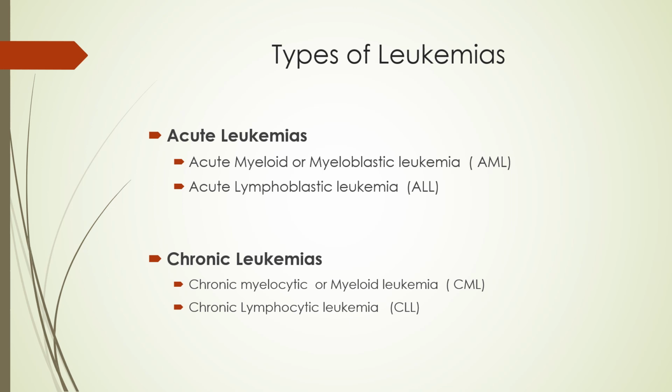In chronic leukemias, just see the terminology chronic myelocytic or myeloid leukemia, abbreviated as CML. Just see the term myelocytic. Myelocytic or myelocyte is a cell which in the process of maturation is in between the immature and mature cell. So this leukemia will contain a lot of myelocytes in it. Chronic lymphocytic leukemia, in this leukemia the cells will be apparently mature looking cells. So leukemia is of two types, acute leukemia and chronic leukemia.